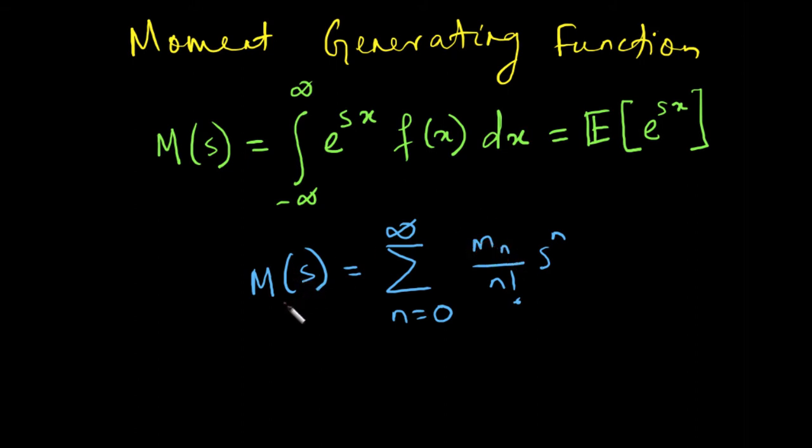How do you do that? Just differentiate this function M with respect to s n number of times and substitute s equal to 0. So essentially we have that m_n is equal to M differentiated n times, as a function of 0. This superscript n in brackets represents the derivative of capital M with respect to s n number of times, and after doing that you substitute s equal to 0 so that all the other higher order terms go to 0, and what will remain is just m_n.